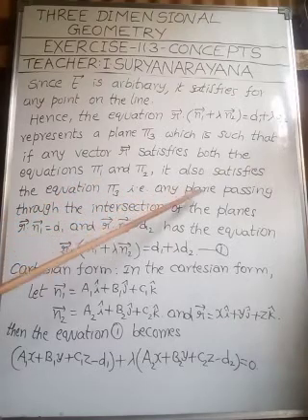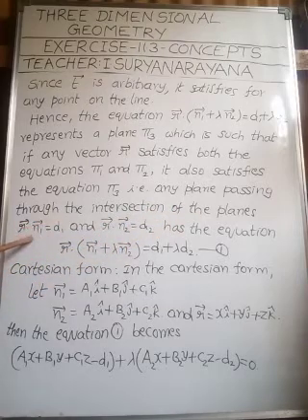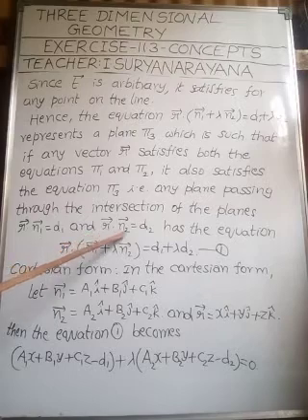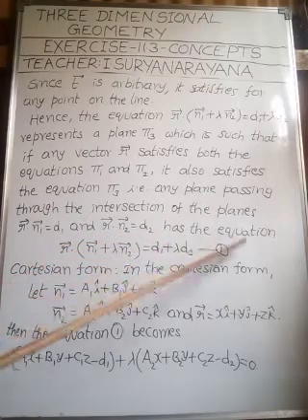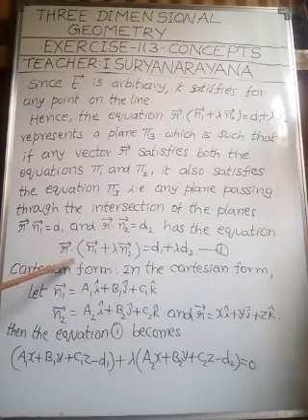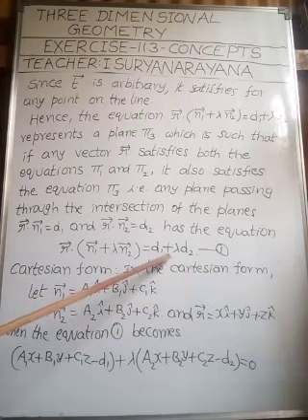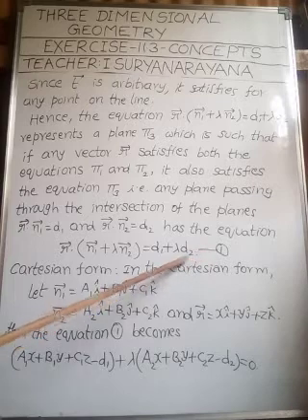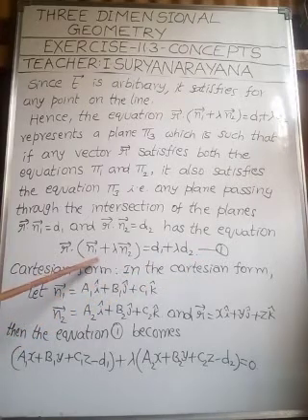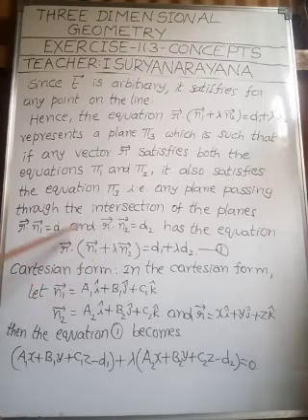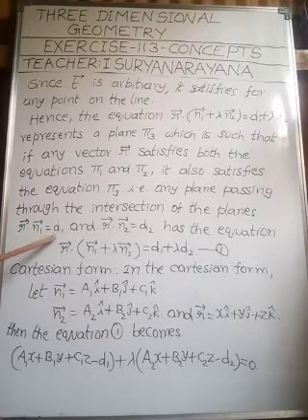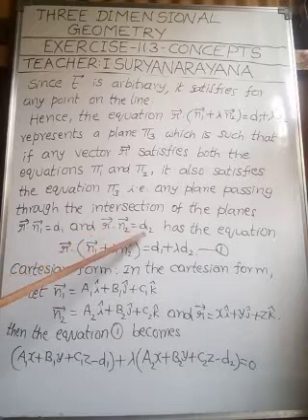That is, any plane passing through the intersection of the planes r bar dot n1 bar is equal to d1 and r bar dot n2 bar is equal to d2 has the equation r bar dot (n1 bar plus lambda n2 bar) is equal to d1 plus lambda d2. This is the vector equation of the plane which is passing through the intersection of two planes, r bar dot n1 bar is equal to d1 and r bar dot n2 bar is equal to d2.